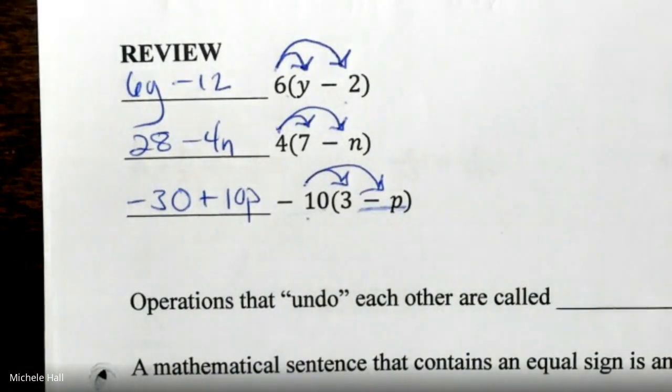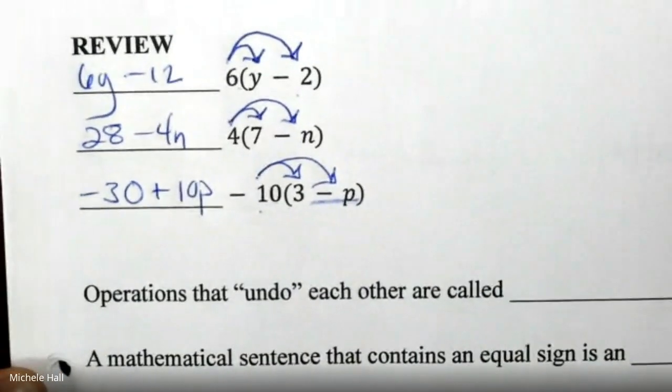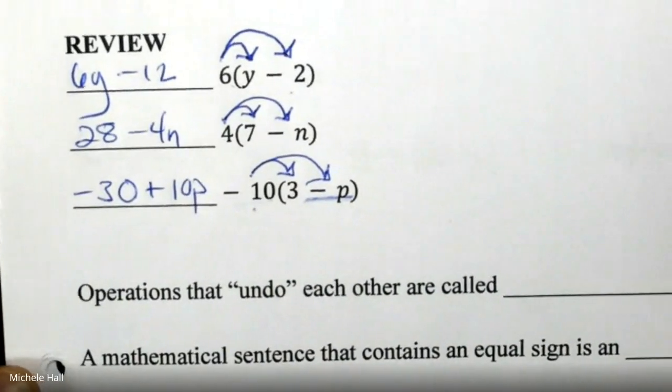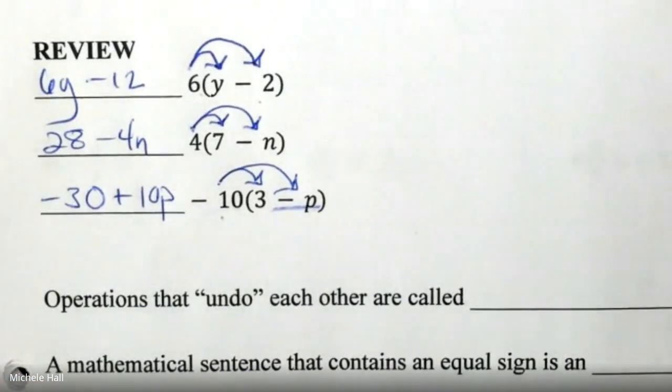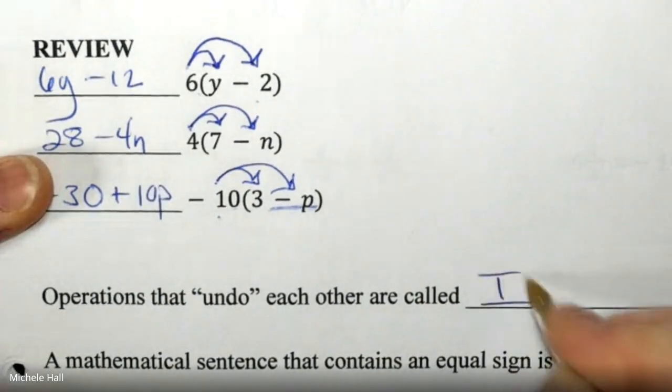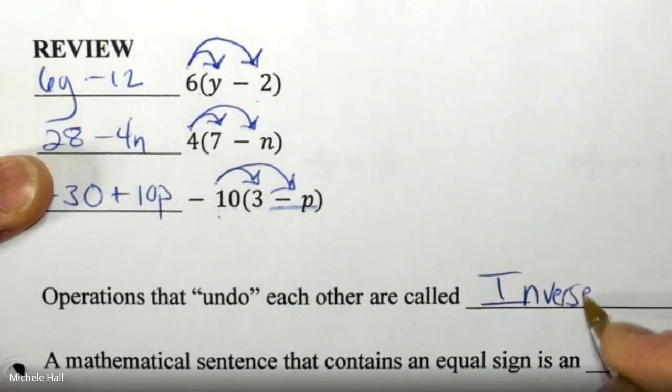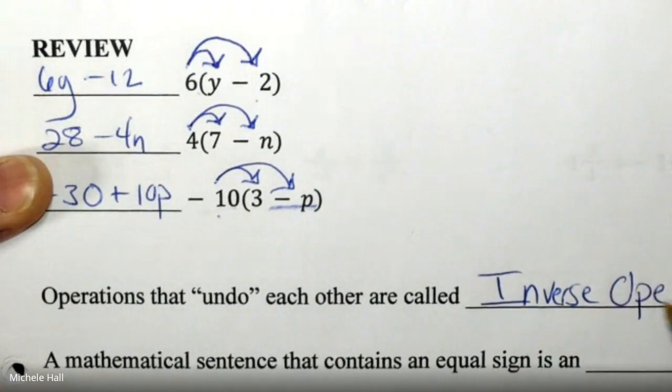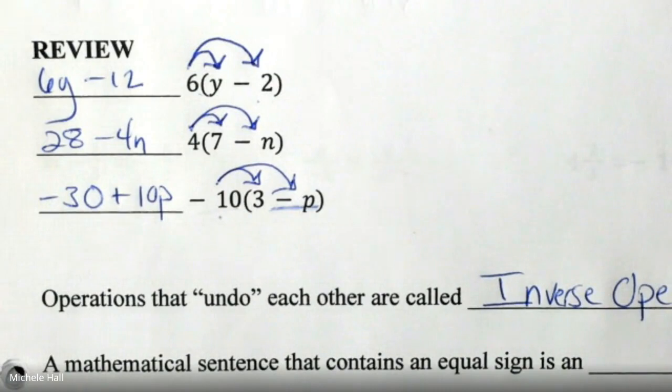There's some definition words. Operations that undo each other are called, when we've been solving equations, we've been using inverse operations. We're using the inverse. The opposite of adding is subtracting. The opposite of multiplying is dividing. The inverse of 2/3 is 3/2. How about the next one?